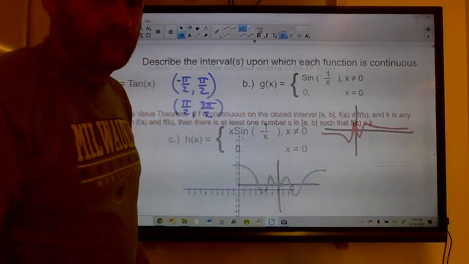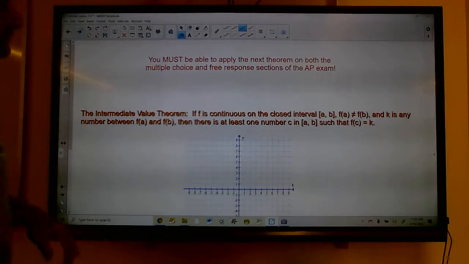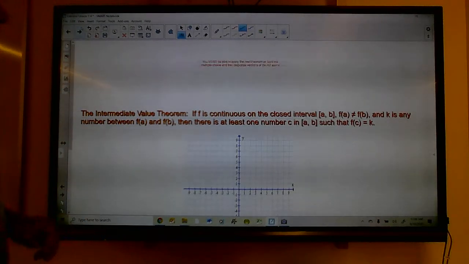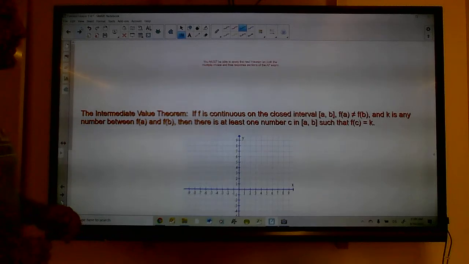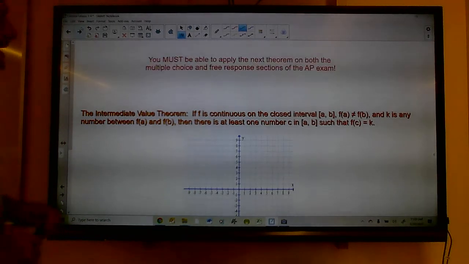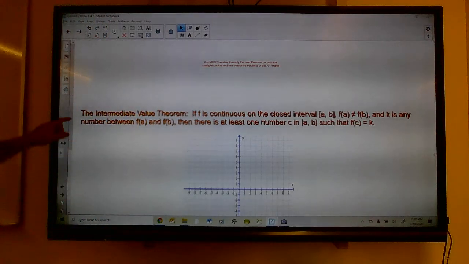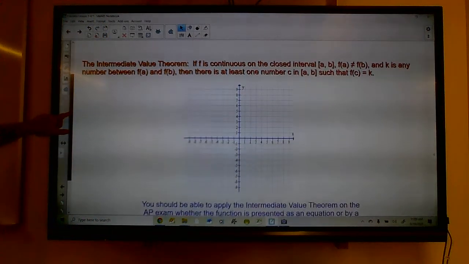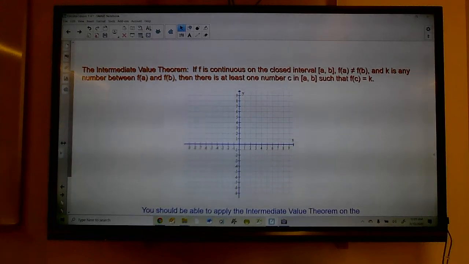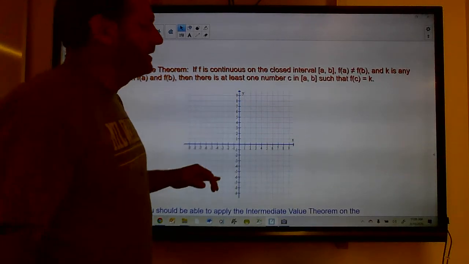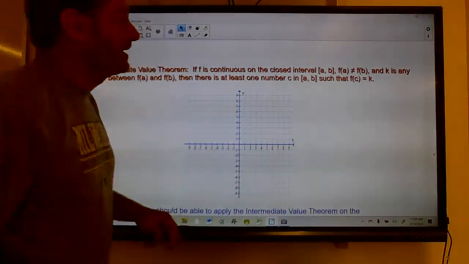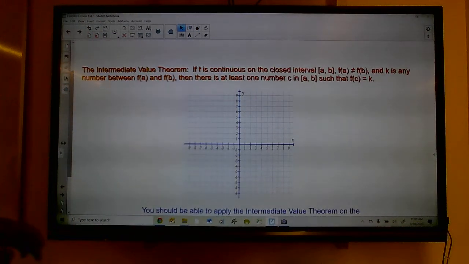So, as you can see, you must be able to apply the next theorem on both the multiple choice and free response sections of the AP exam. The intermediate value theorem. If f is continuous on the closed interval AB, and f of A is not equal to f of B, and k is any number between f of A and f of B, then there is at least one number c on the interval from A to B such that f of c equals k.